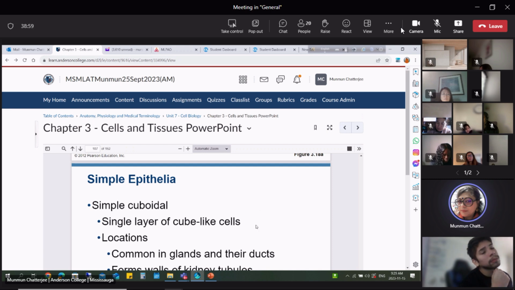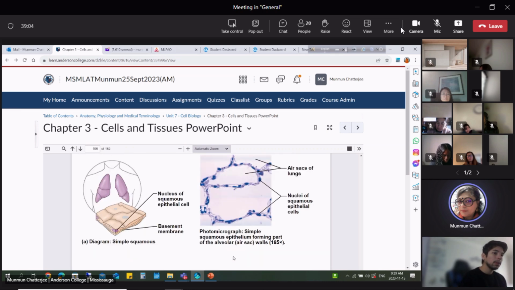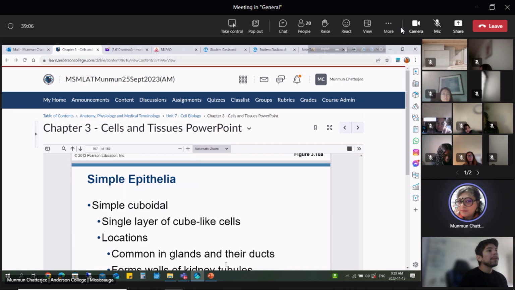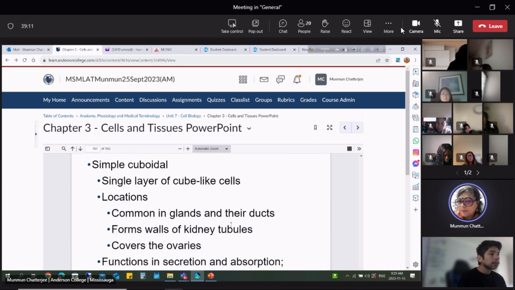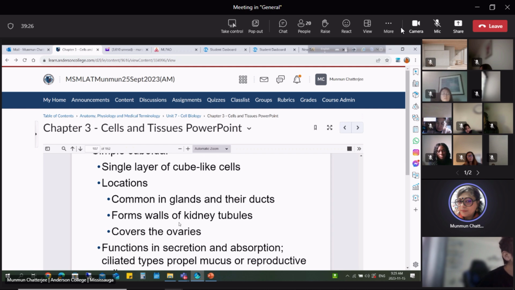Okay, so now we have learned about the simple squamous. Now we are going to tell about the simple cuboidal, which is cuboidal shape and is a single layer as usual. What is located in the glands and their ducts. So location is very important. And where they can be found? They can be found in the glands and other ducts, where there is more secretory nature.